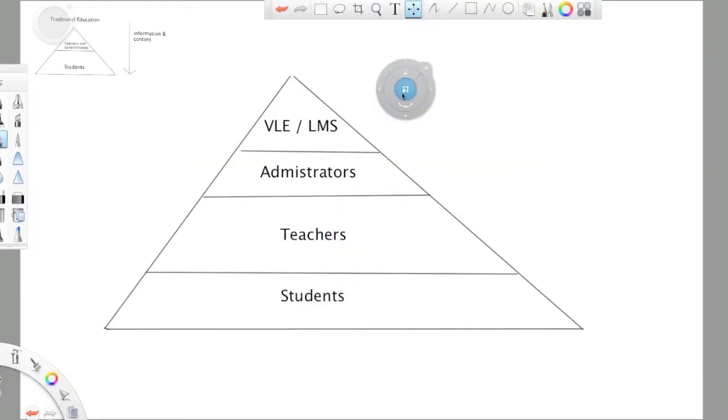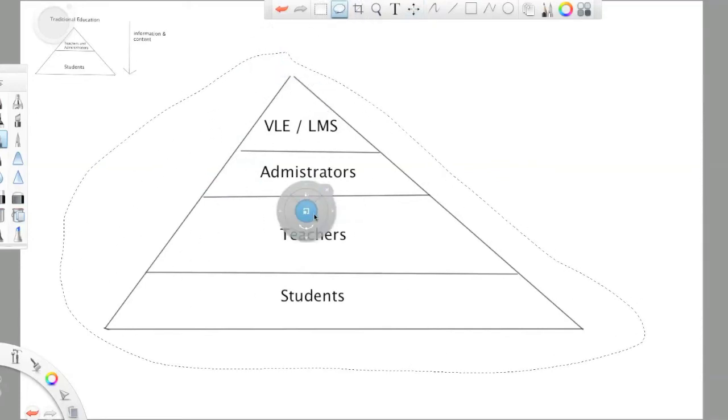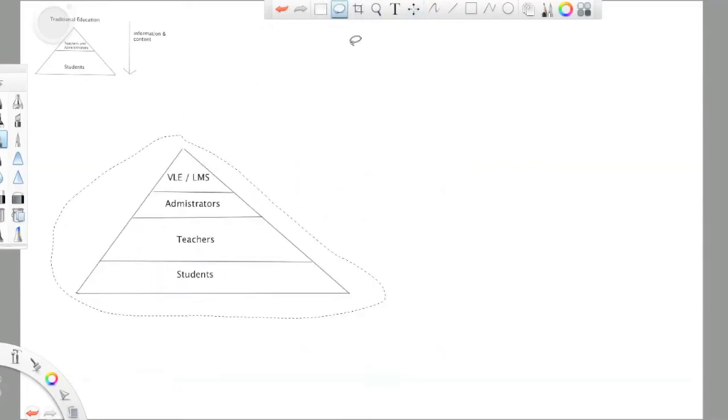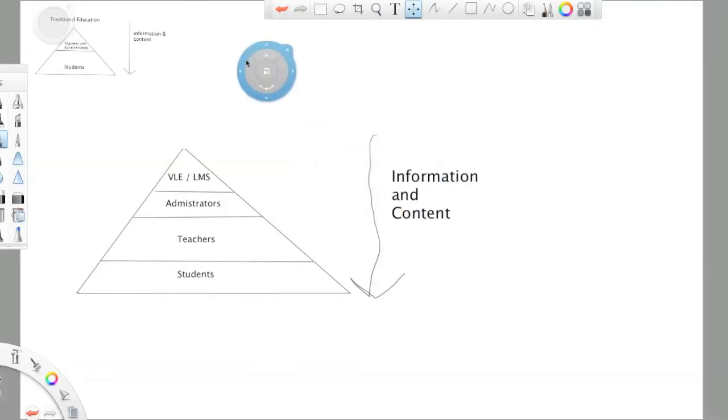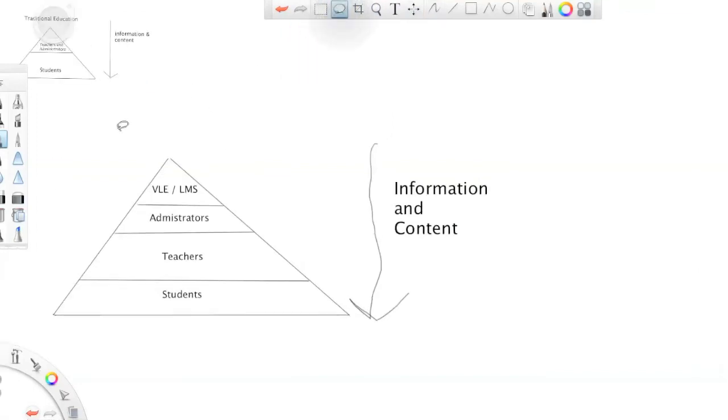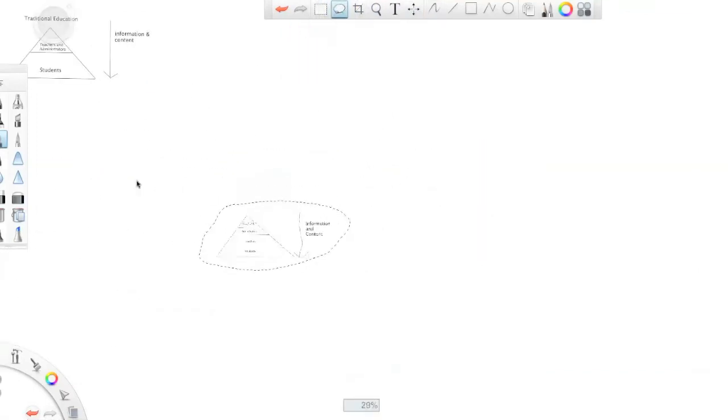You have the VLE or LMS, the commercial one, on the top. Administrators make the decision about which one to use. Teachers are told to use it, or are given this virtual learning system to use. Students are at the bottom and are told to use the LMS. Maybe teachers have the ability to decide which VLE they use, but it's already structured out of the box how it works, so there's not a lot you can really change with it once you've got it.